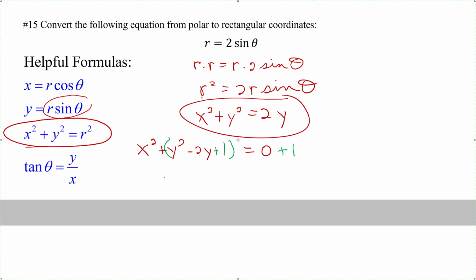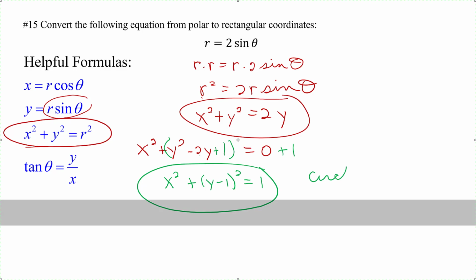And we can now write this equation as x squared plus (y minus 1) squared equals 1. This is a circle. If you think about it, that circle has center (0, 1), and it has a radius r squared is equal to 1. That means our radius is also 1. Square root of 1 is 1. All right, so we have a circle here.